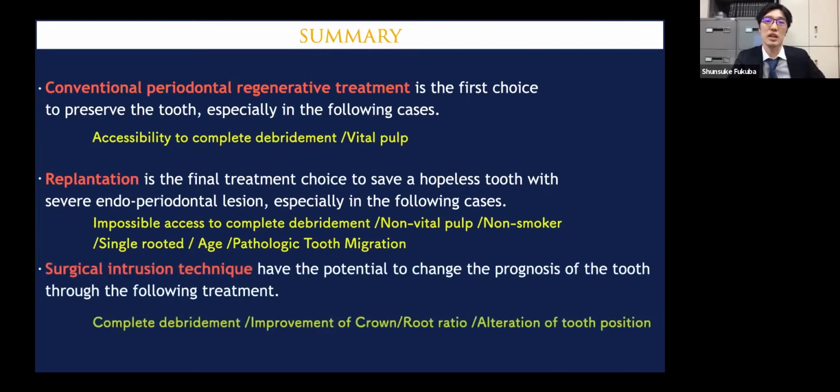Surgical intrusion technique has the potential to dramatically change the prognosis of the tooth through complete debridement, improvement of the crown-root ratio, and alteration of the tooth position. Therefore, we should always consider carefully and try to save the precious dentition.